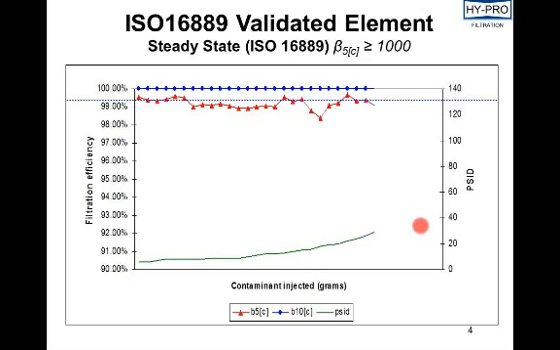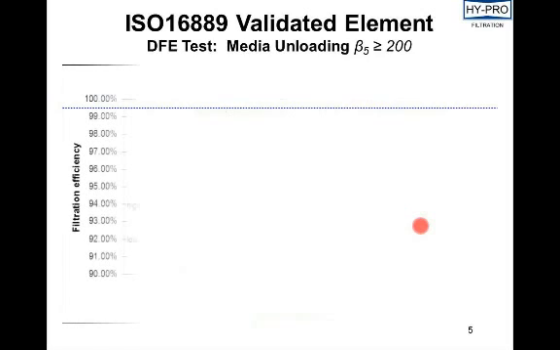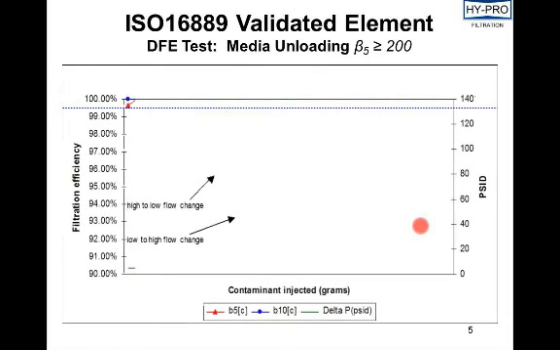On the next graph, we will show the same element that's validated to ISO 16889, but tested in a DFE environment to see what happens to the same element if it is tested under more stressful and realistic conditions. And when we do this test on this specific competitor element that was validated to ISO 16889, we see what we call media unloading.